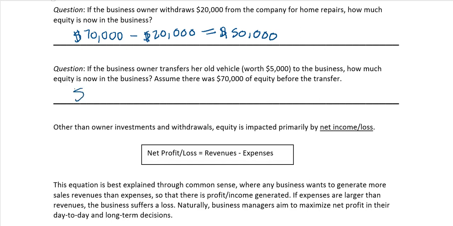So once again, we're going to start off with 70,000. That's your beginning equity. And we're going to add in the value of the new asset. And we're going to have our new equity number of $75,000.